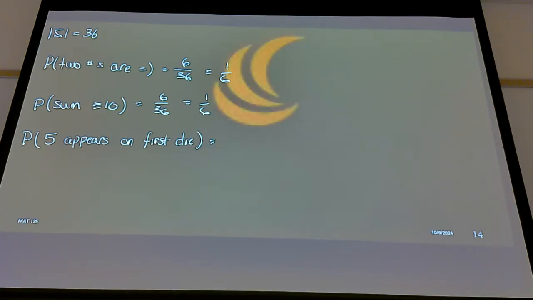You said 2. I said 2. 6. 5 on the first die, and then you can have whatever on the second die. And there are 6 outcomes on the second die. 5 on the first, and so that's a fixed 5. So it's essentially how many ways can you roll the second die? 6 of them.